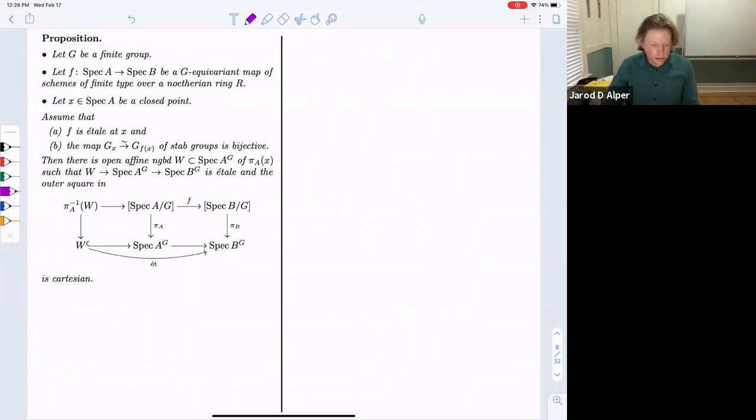So the statement here is, it's exactly in this setup that we have a finite group, we have a G-equivariant map, and we have these two key assumptions: that the map is étale and it induces an isomorphism on stabilizers. Then, because this is of a local nature, the statement is that after shrinking Spec A^G, there's an open subscheme W, even affine, such that the induced map from W is étale, and the outer square here is Cartesian.